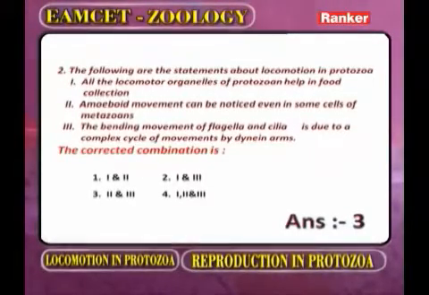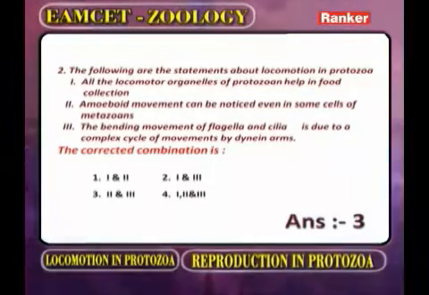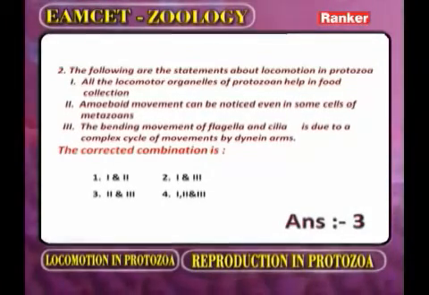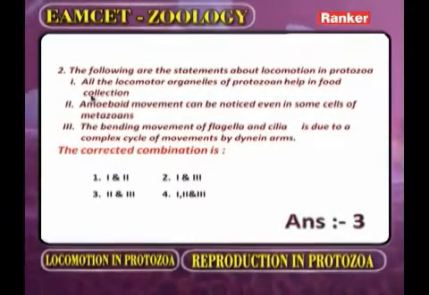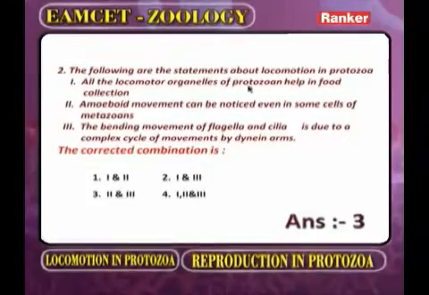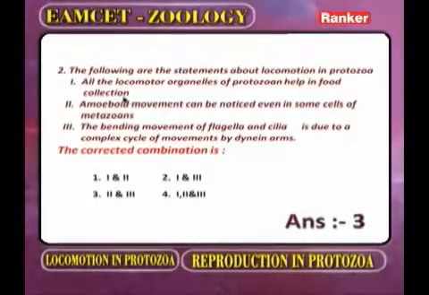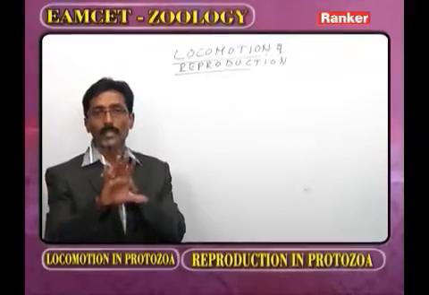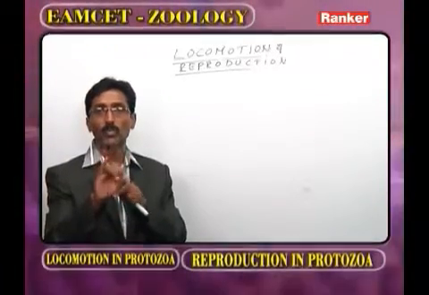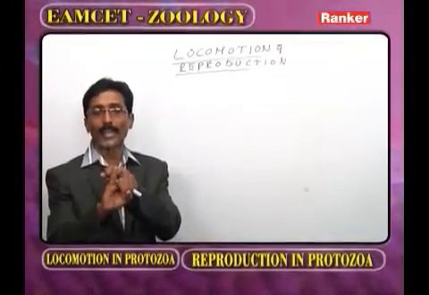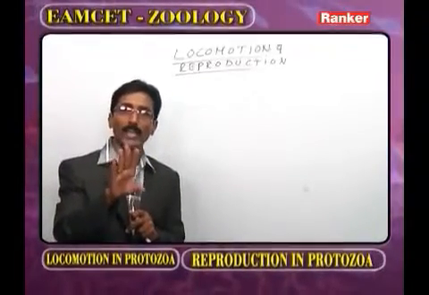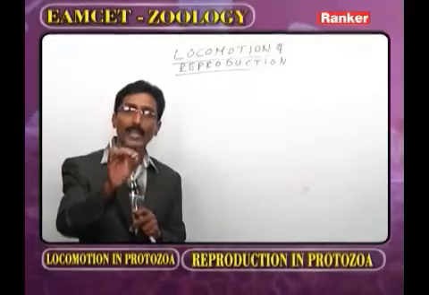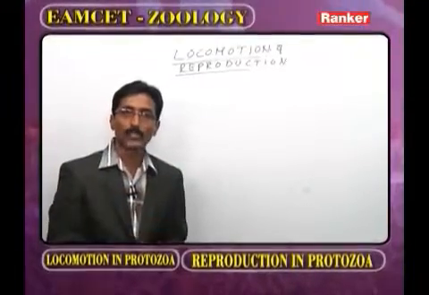Now first of all, don't go for the statements. After the statements, what they asked, what is the correct combination? Now you study these statements. All the locomotory organelles of protozoans help in food collection. Now take for example pseudopodia. The pseudopodia are classified into lobopodia. Lobopodia help in food collection and locomotion. Phylopodia, reticulopodia and exopodia. Pseudopodia help in food collection and locomotion.